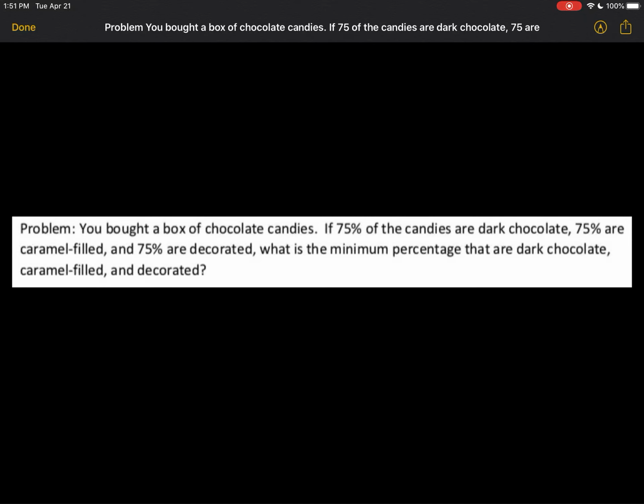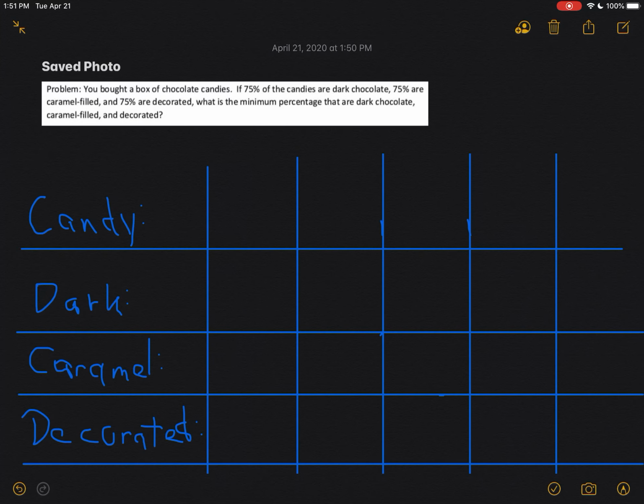Let's go over the solution to this candies problem. So we've got the box of chocolates, 75% dark, 75% caramel, 75% decorated. We want to know the minimum percentage that are all three of those things.